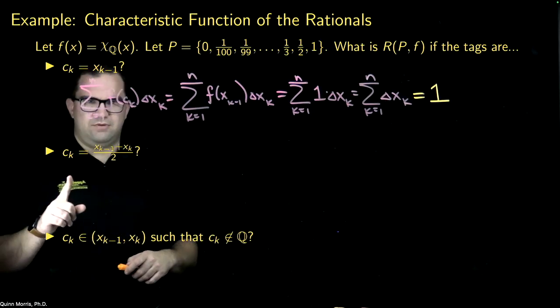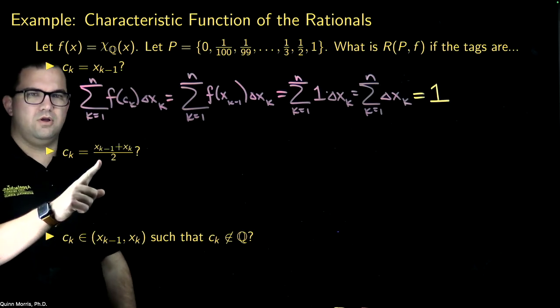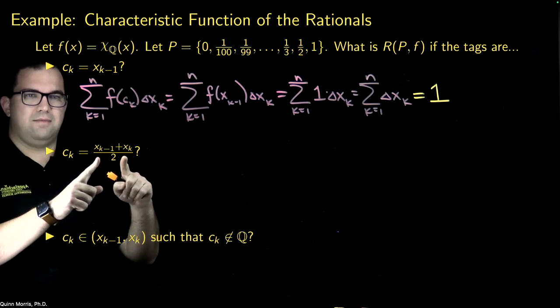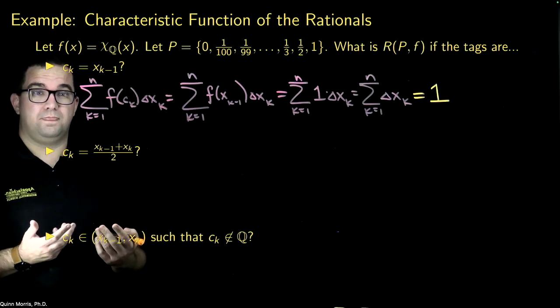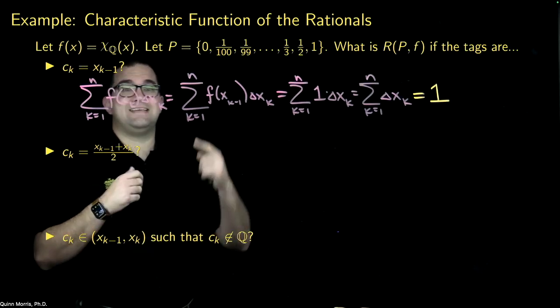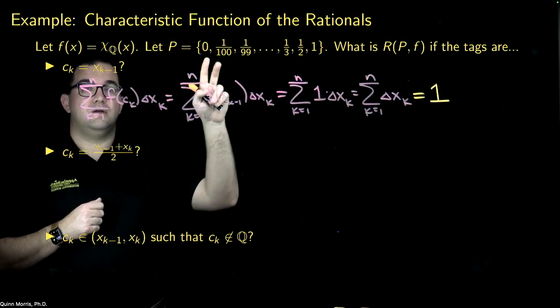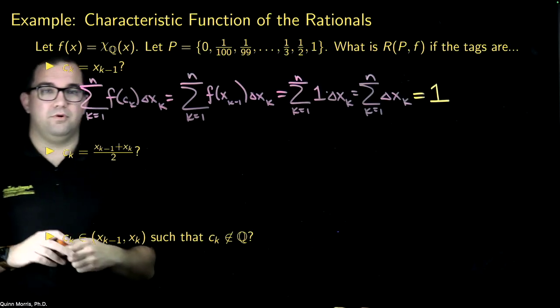Now, what if I look down here? So what is this? C sub k, I'm going to choose my tagged values here to be, what is this? This is the average of x sub k minus 1 and x sub k. This is like a midpoint rule, okay? And you can make exactly the same argument for the midpoint rule because the average of two rational numbers is always another rational number, okay?